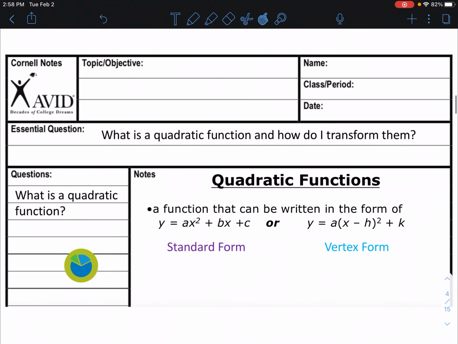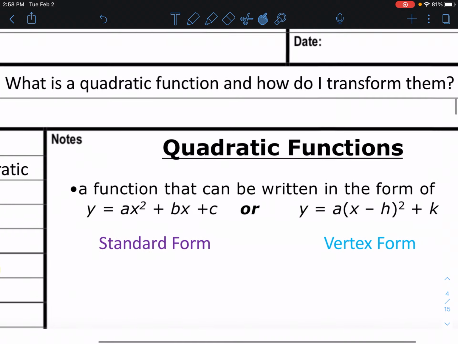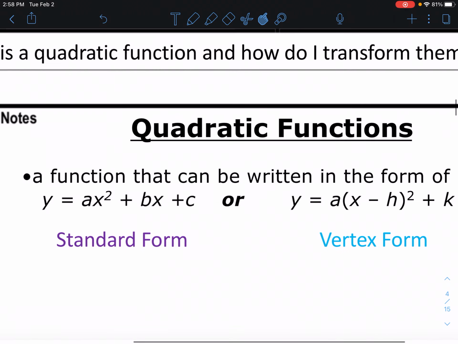So what is a quadratic function, first of all, and then how do we transform them? First, we need to know what a quadratic function is and how they can look. Okay, so when we look at their equations, they really have two forms that we're going to see. And you'll notice a couple of different things here about that.